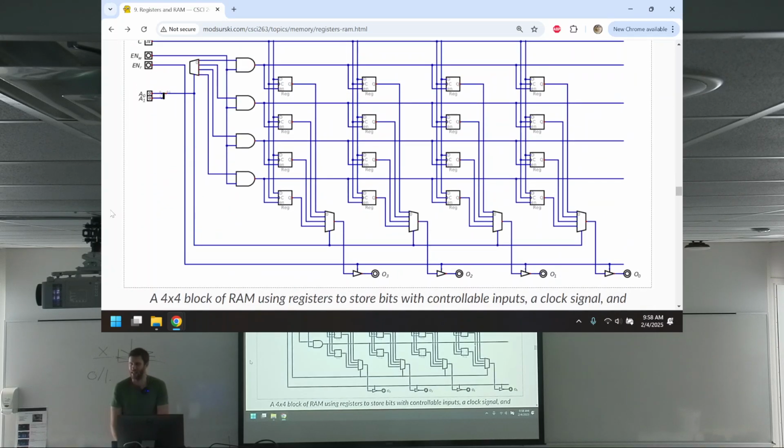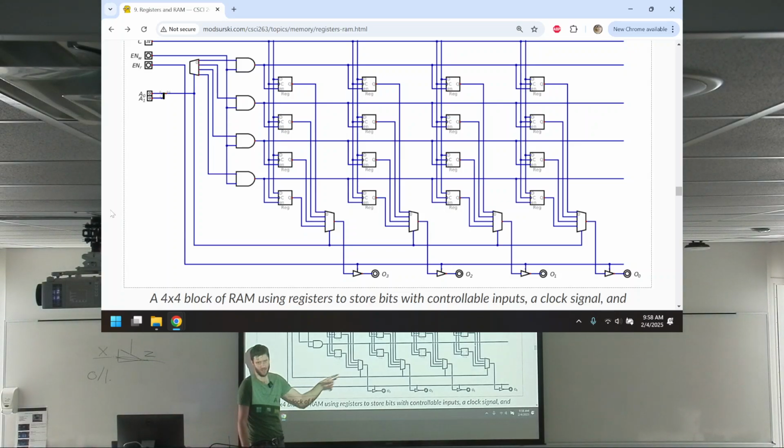So this is the idea. Before we had the idea, what would RAM look like? If we had this magic way of storing data, what could it look like? Well, now we have this magic way of storing data with that register.